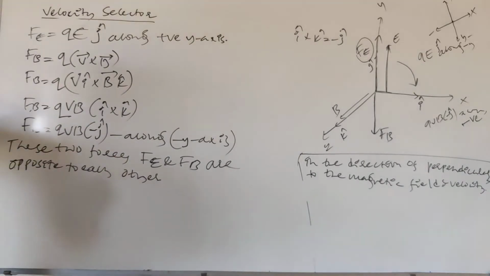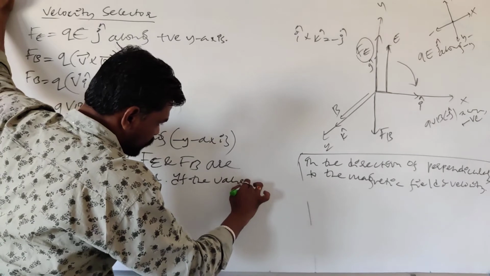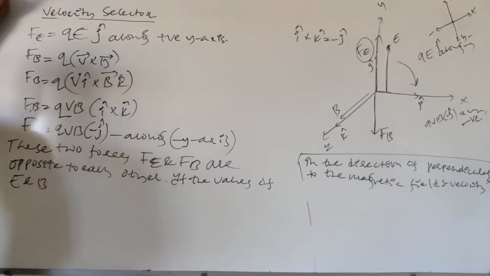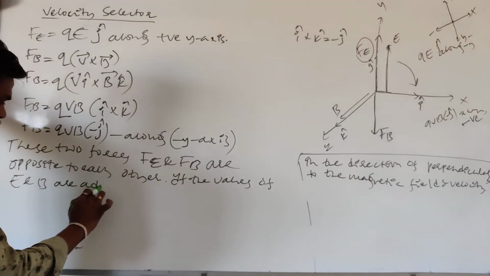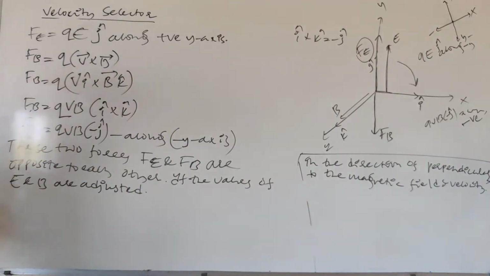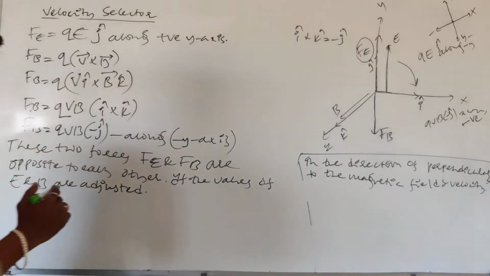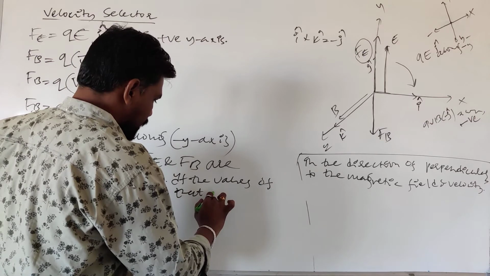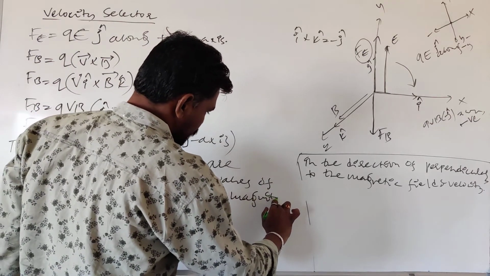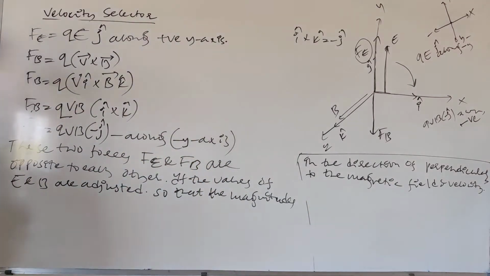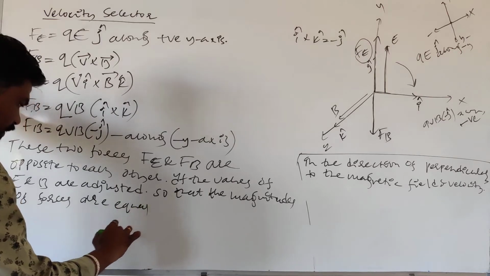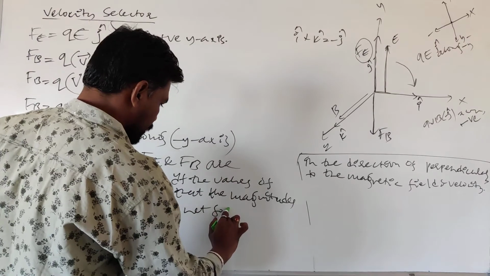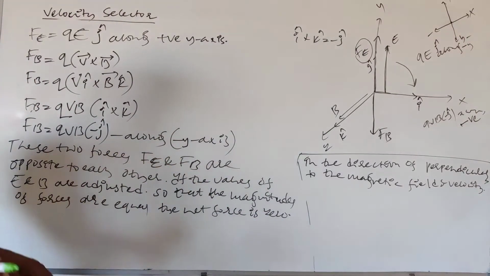Right, so if the values of E and B are adjusted so that the magnitudes of the forces are equal, the net force is 0. The net force is what? 0.